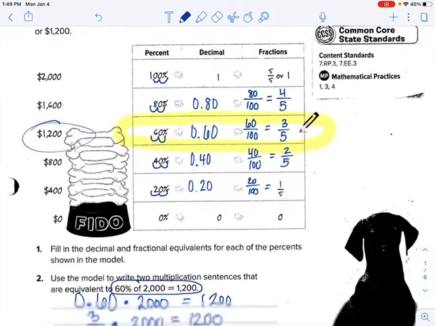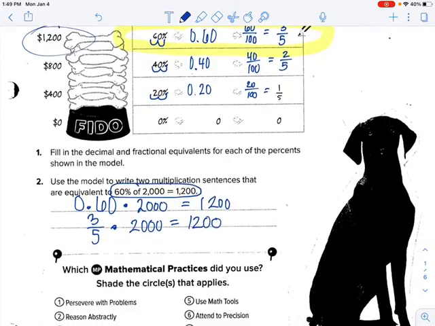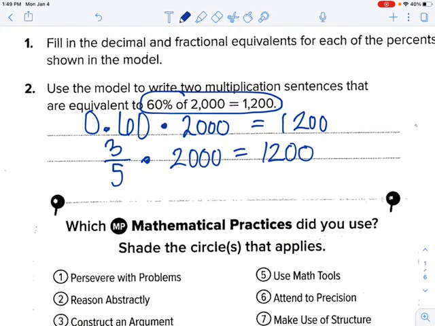Now, they have already fundraised 60% of their goal. So in number 2 down here, they're asking you to write 2 multiplication sentences that are equal to 60% of $2,000. So like I just said, you can use the decimal form or you can use the fraction form. And of means to multiply. So you just take those, multiply by 2,000, and you would get your 1,200, which is the money they have already raised.